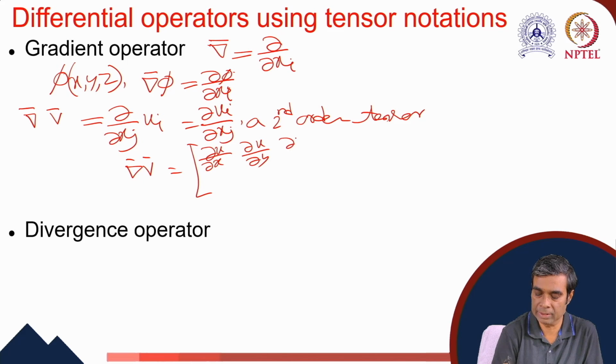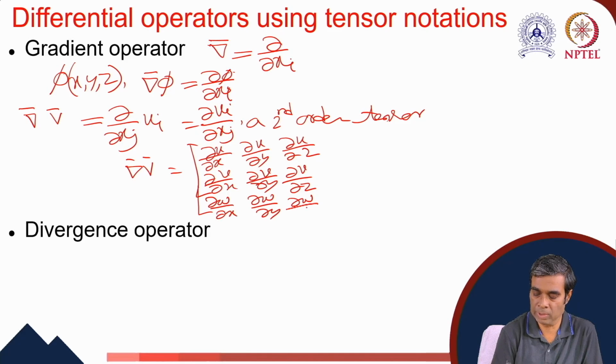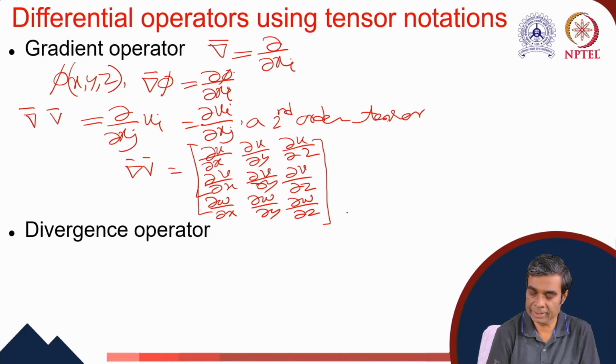Del u del x, del u del y, del u del z. Then you can write again second row, del v del x, del v del y, del v del z, and del w del x, del w del y, del w del z. So this is the velocity gradient tensor with rank 2.